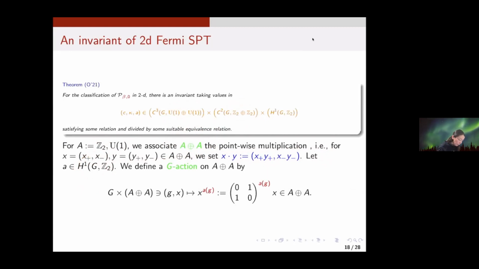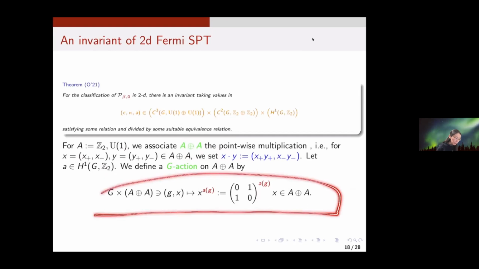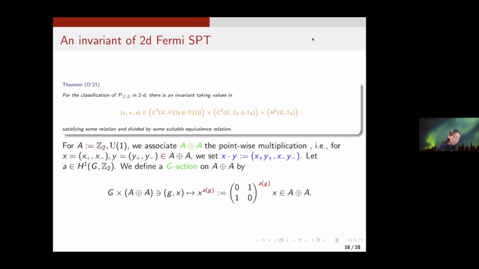So let A be some first group cohomology, or just group homomorphism from G to Z2. Then we define a group action of G on A plus A as follows. If A(g) is equal to 0, then we do not do anything to the element in A plus A. But if A(g) is equal to 1, we flip the location. That is like this. Out of a group homomorphism from G to Z2, we can define a G action on A plus A.